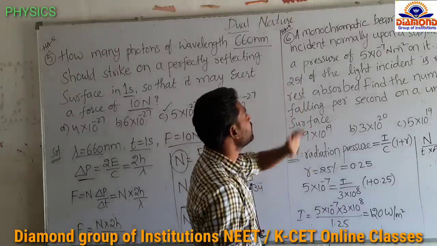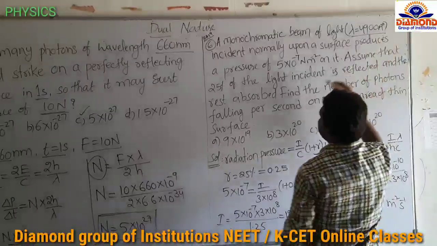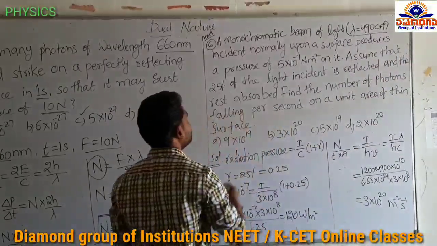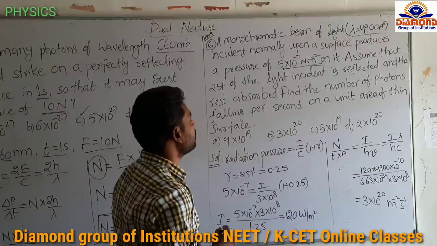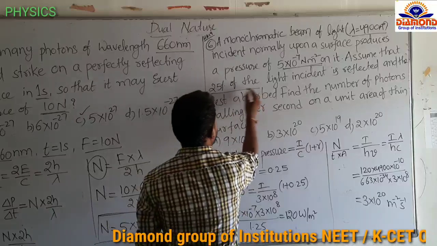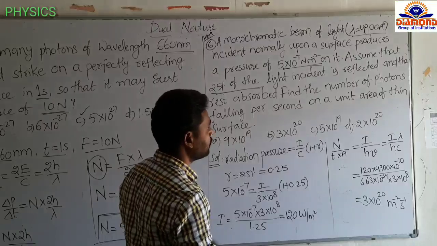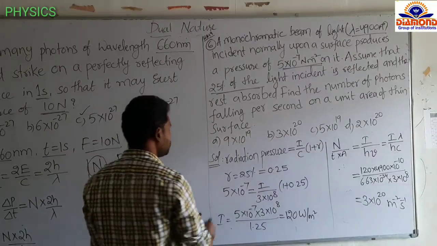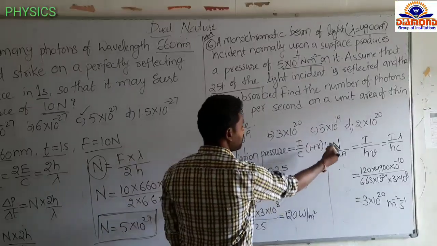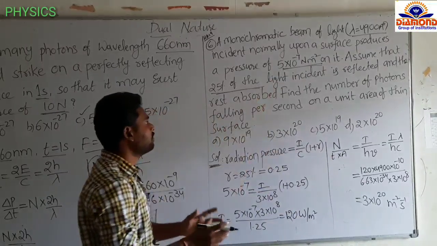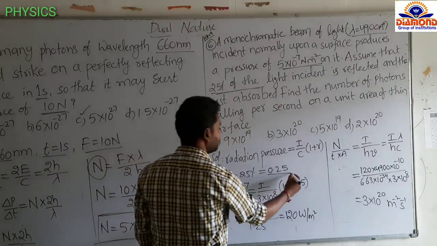Okay, next question. A monochromatic beam of light of the given wavelength is incident normally upon a surface and produces the given radiation pressure, 5 into 10 to the power minus 7. Assume that 25% of the light incident is reflected and the rest absorbed. Find the number of photons falling per second per unit area of the surface. The general radiation pressure formula I already gave you in the synopsis: I by C into 1 plus R. Here only 25% of the incident light is reflected, so R equals 0.25.